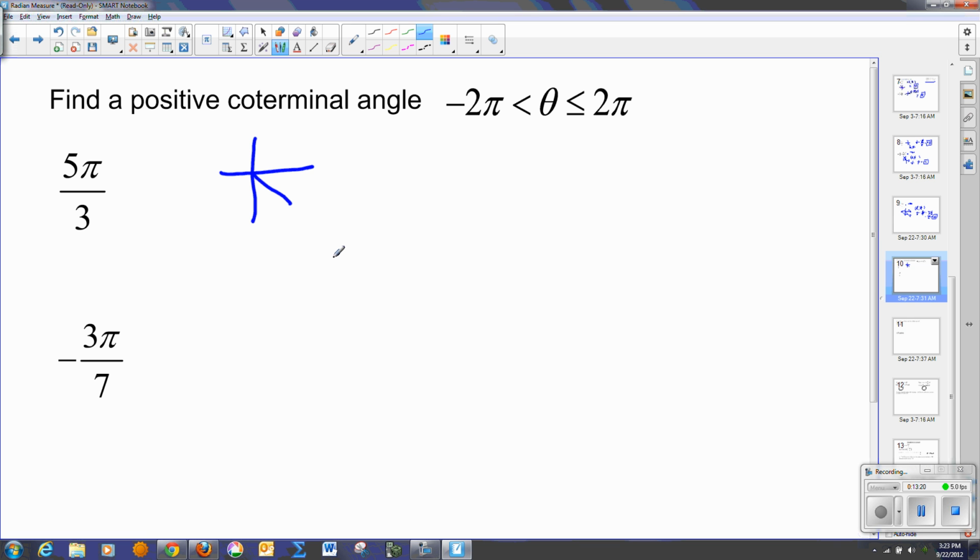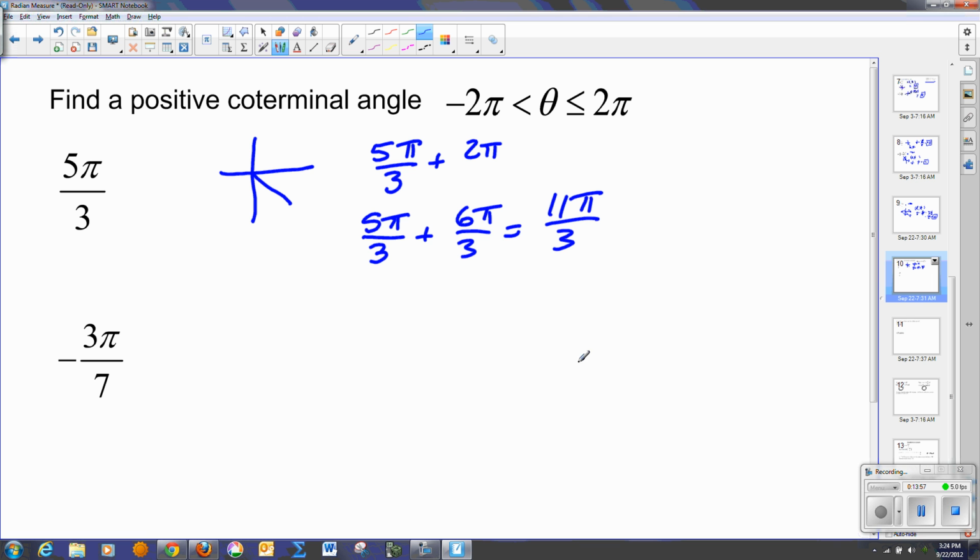To get a positive coterminal angle, I would actually have to add 2 pi. Now 2 pi added to 5 pi over 3 is the same as saying 5 pi over 3 plus 6 pi over 3, which gives me 11 pi over 3.